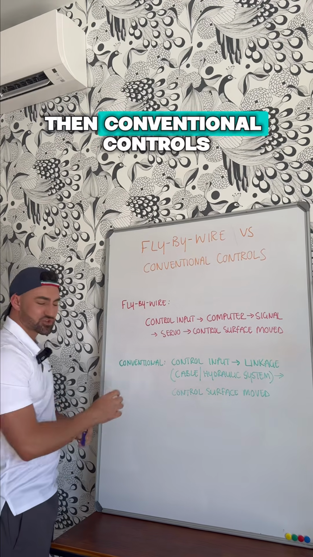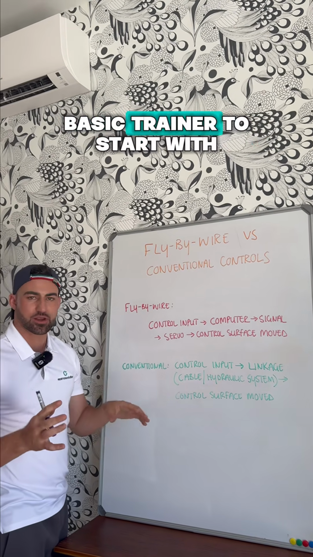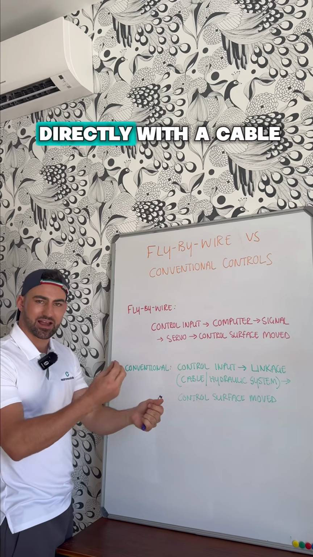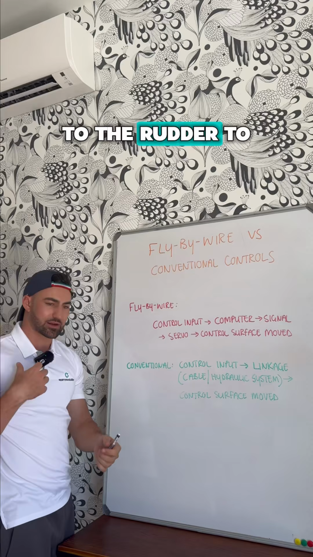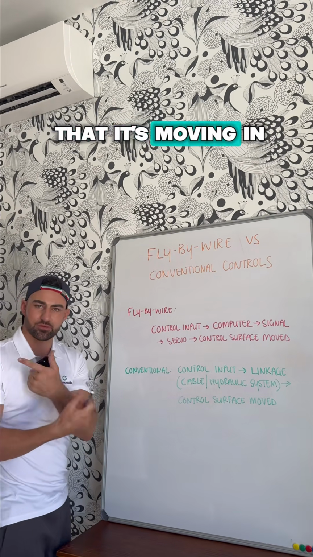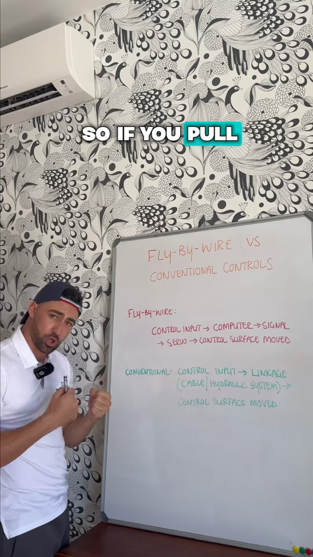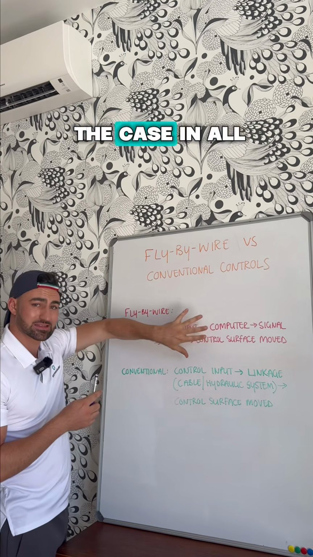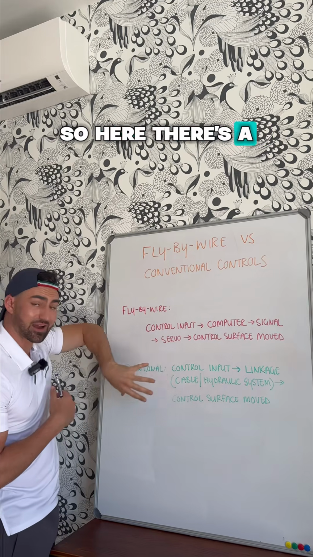Okay, then conventional controls. This you can just think of a very basic trainer to start with. Like I said, it's a 172 or Cherokee. Your controls are linked directly with a cable to the ailerons, to the rudder, to the elevator. It's like when you move the controls, you can immediately feel that it's moving in the back, right? There's a direct linkage. So if you pull hard and quick, the elevator is going to move hard and quick, okay? Which is not necessarily the case in all fly-by-wire systems. So here there's a direct linkage.